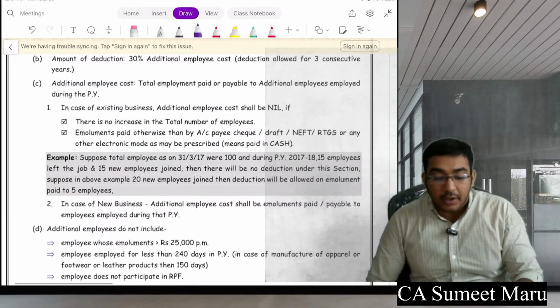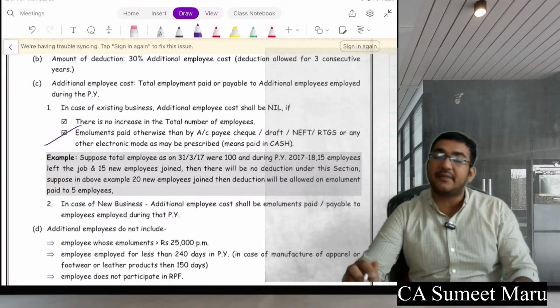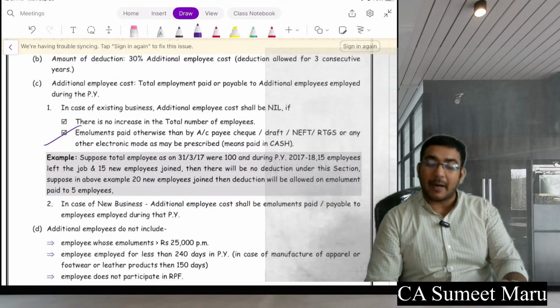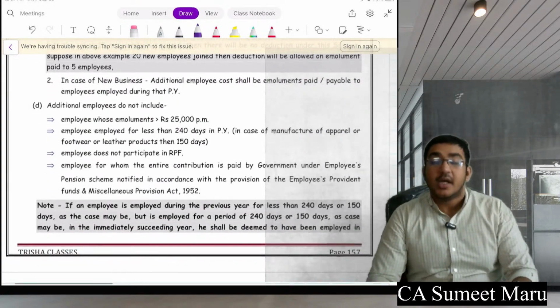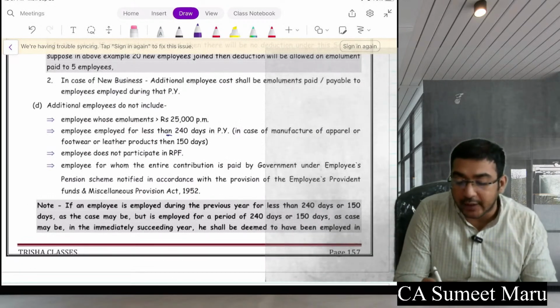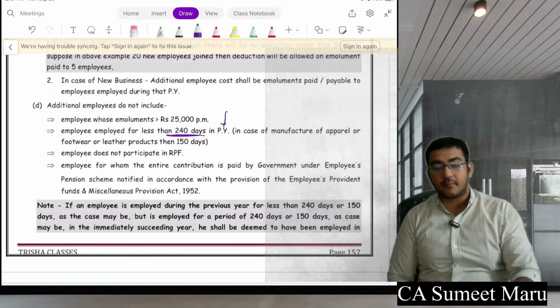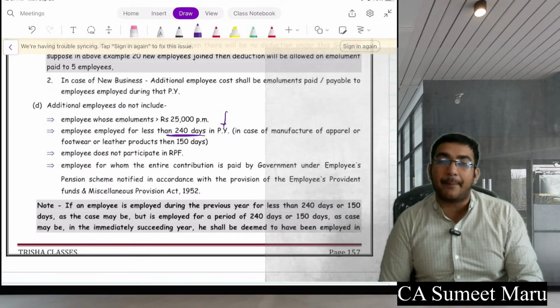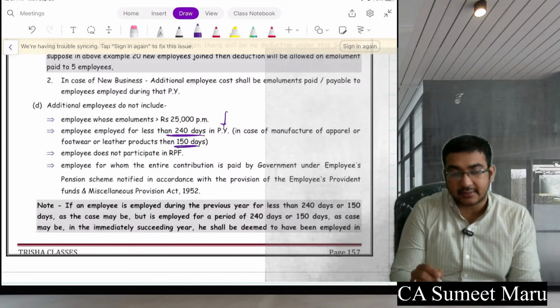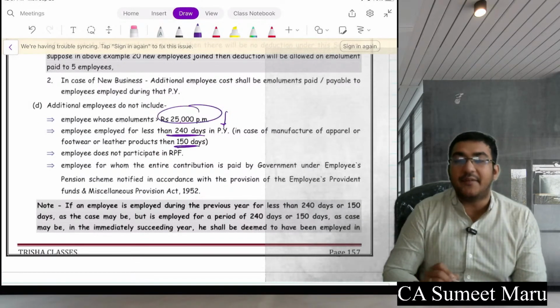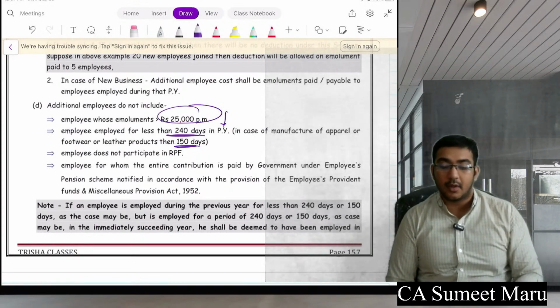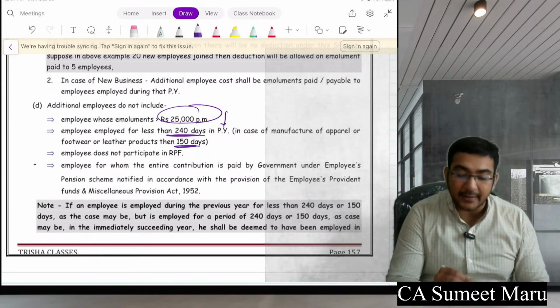The thing is, you should pay them salary by draft, NEFT, RTGS. They should be part of your provident fund and everything. They should be working for more than 240 days in a previous year. And in case of manufacturing or apparel or footwear, more than 150 days. Their salary should not be more than 25,000 per month. And they should participate in RPF.